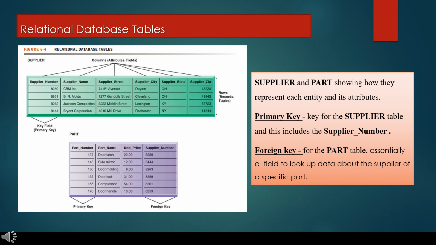The supplier number is visible in both the supplier and part tables. As you can see, supplier number serves as the primary key in the supplier table. It is referred to as a foreign key when the field supplier number occurs in the part table because it serves as a field for looking up information about the supplier of a certain part.